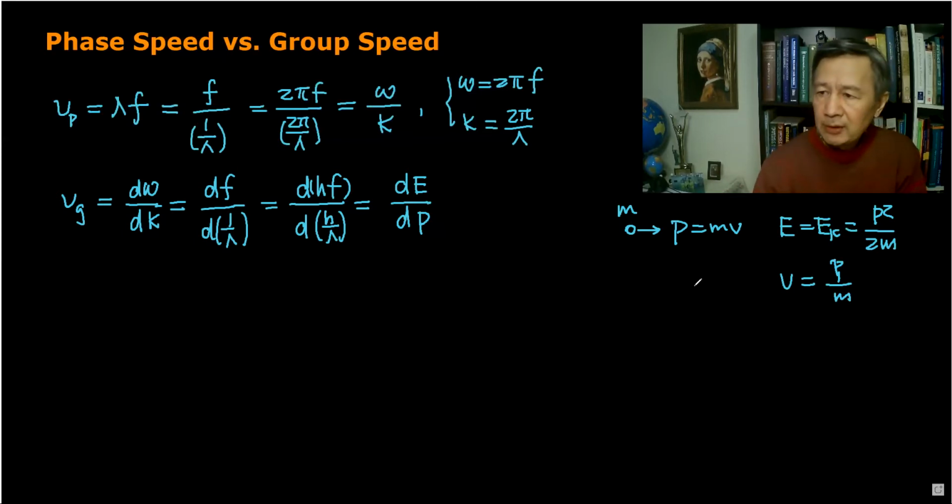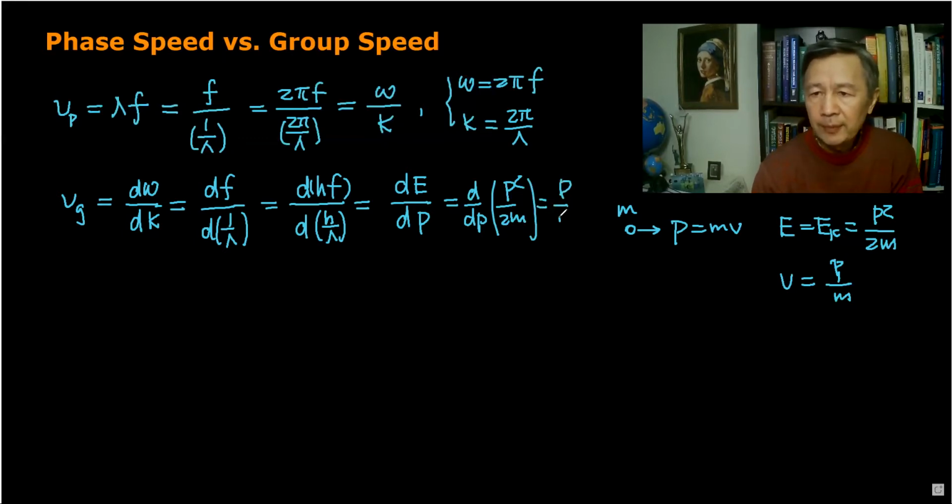Now, if you substitute this formula, in particular the energy formula, then we get dE over dp, where E is p squared divided by 2m. Then you will get p over m, which is exactly the speed of this particle.